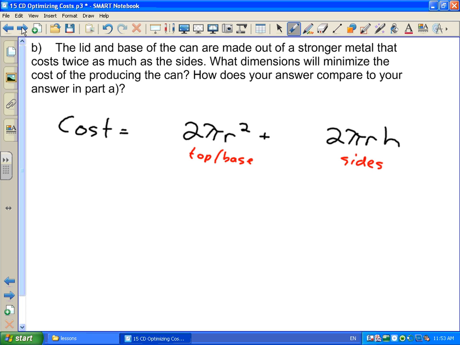Top and the base by 2. Well, why do you say by 2? Yeah, I think you're right. Okay, Richard.